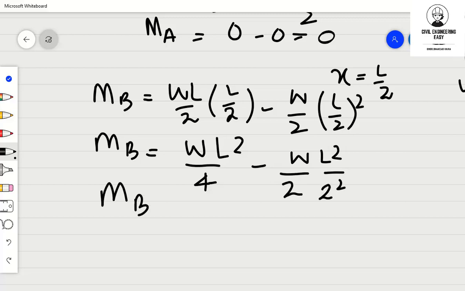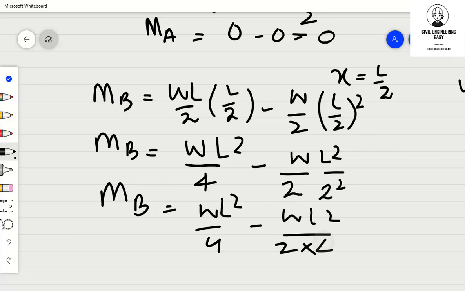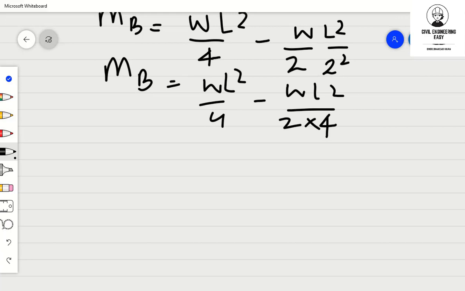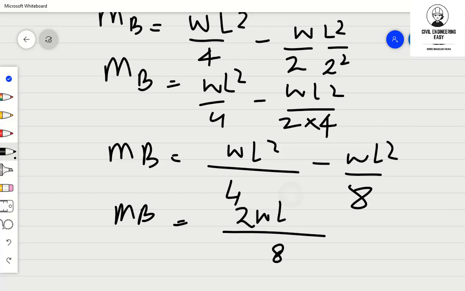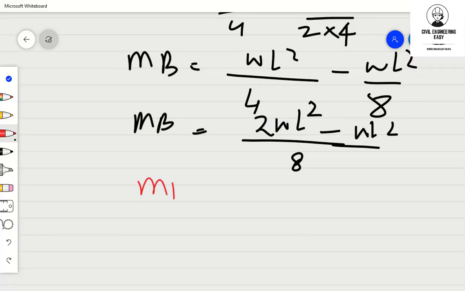Moment at B is equal to WL square divided by 4 minus WL square divided by 2 cross 2 multiply by 2, that will be equal to 4. By simplification and taking the LCM, moment at B will be equal to 4 into WL square minus WL square divided by 2 cross 4, that is 8. Take 8 as the LCM, that is equal to 2WL square minus WL square. So moment at B will be equal to WL square divided by 8.